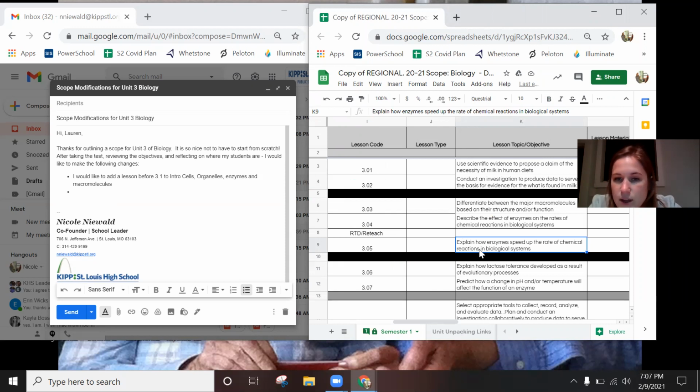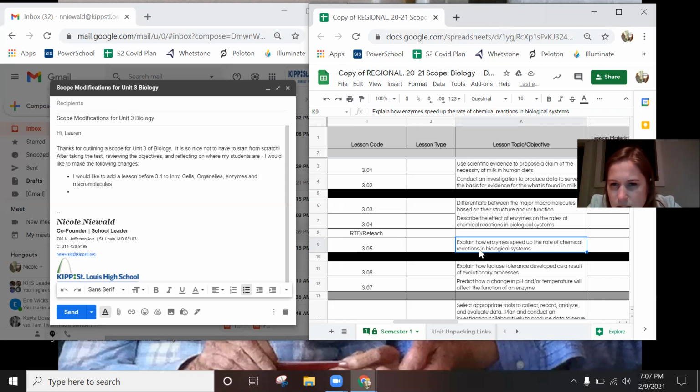I know I'm feeling good about that. Okay. Describe the effect of enzymes on the rates of chemical reactions in biological systems. Great. So they're going to understand that an enzyme is a catalyst in this lesson. That reteach, that feels odd in the middle of learning about enzymes. So I know I'm going to move it, but I'm going to keep going. So explain how enzymes speed up the rate of chemical reactions. Okay, that's part 2 of that 4th lesson.